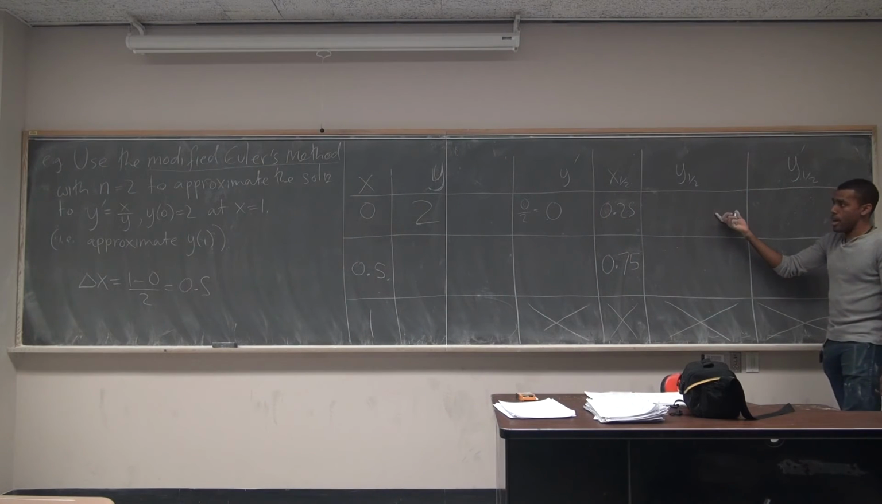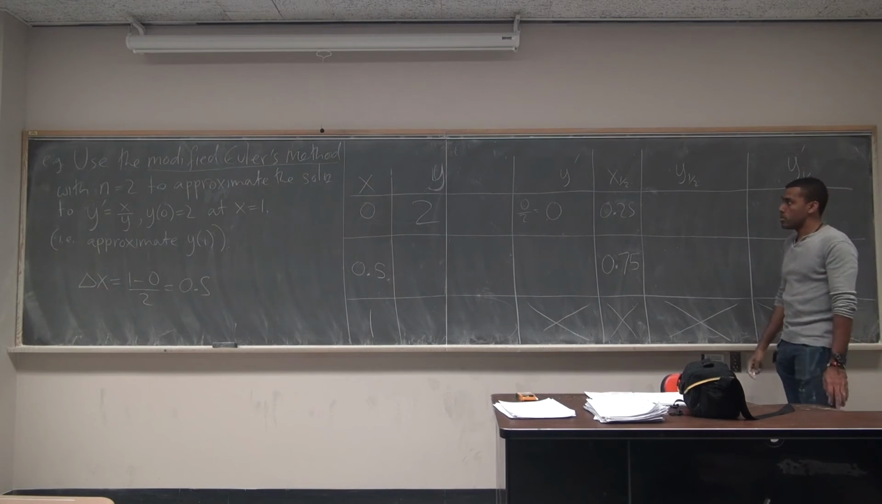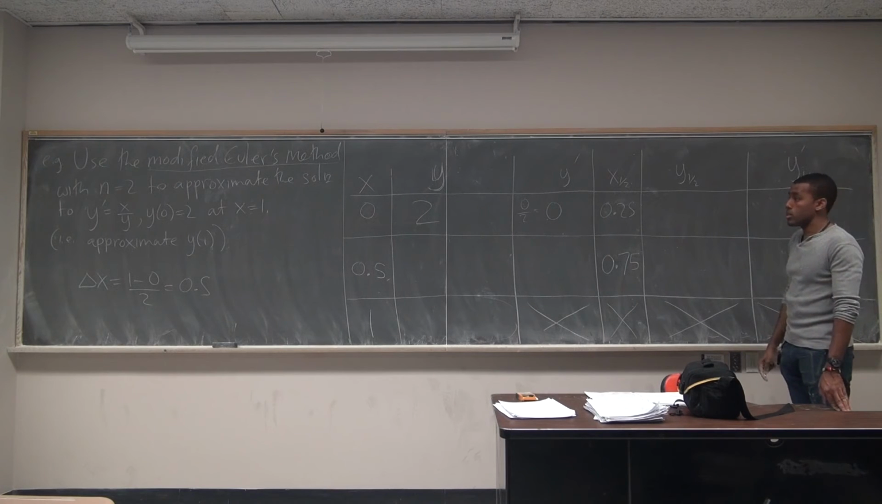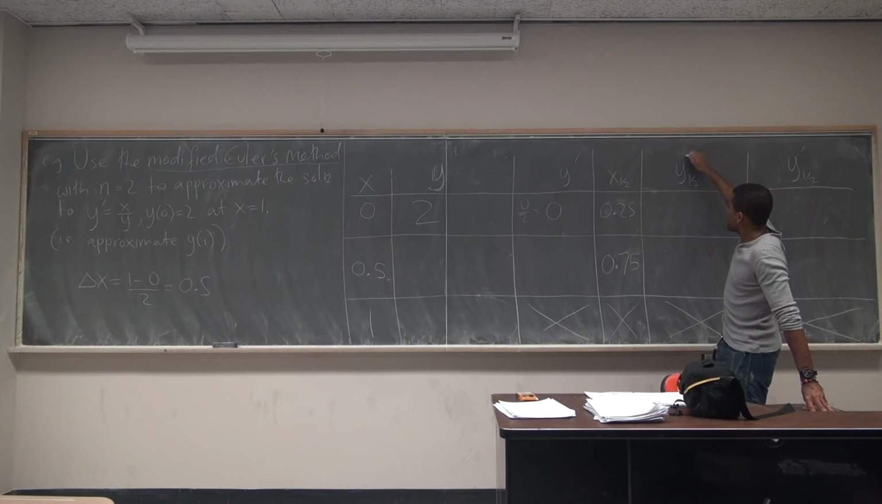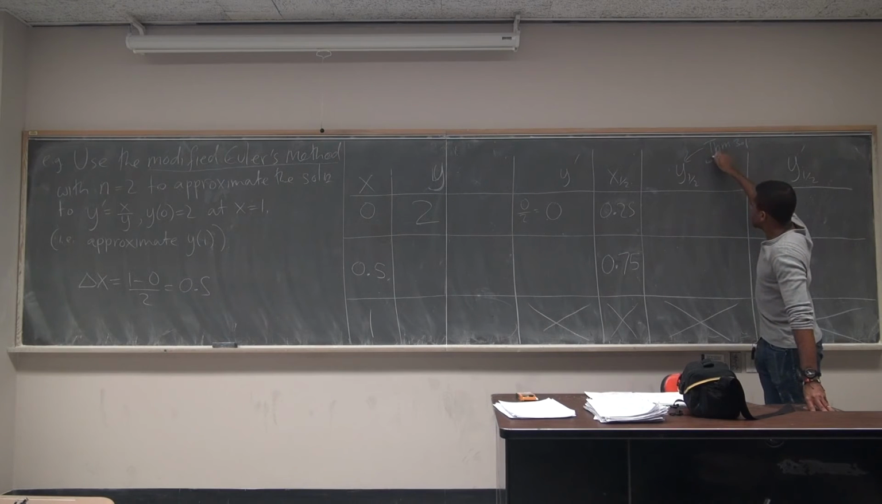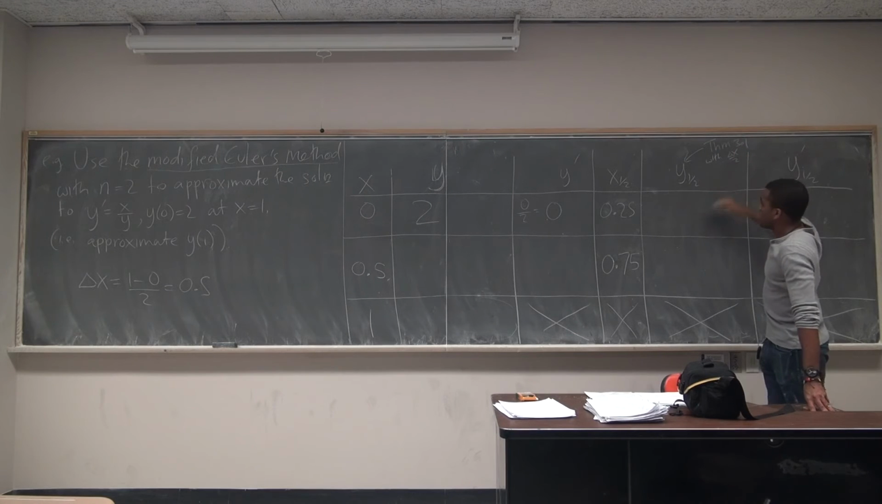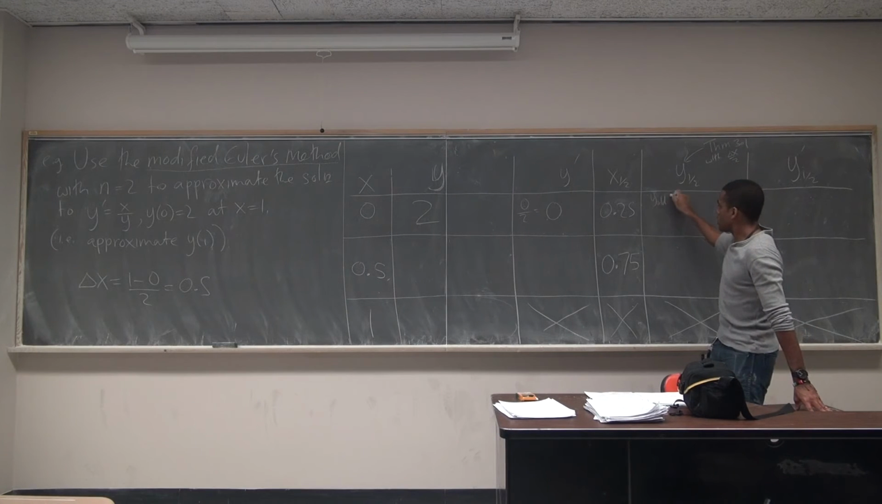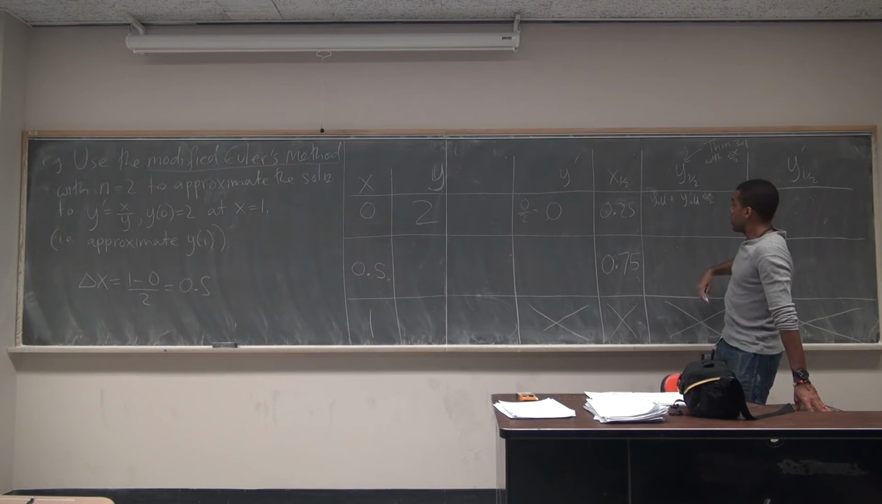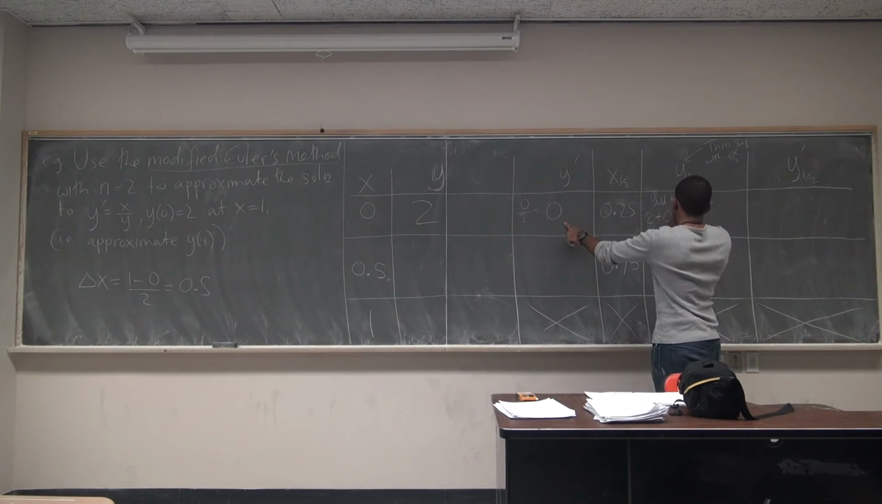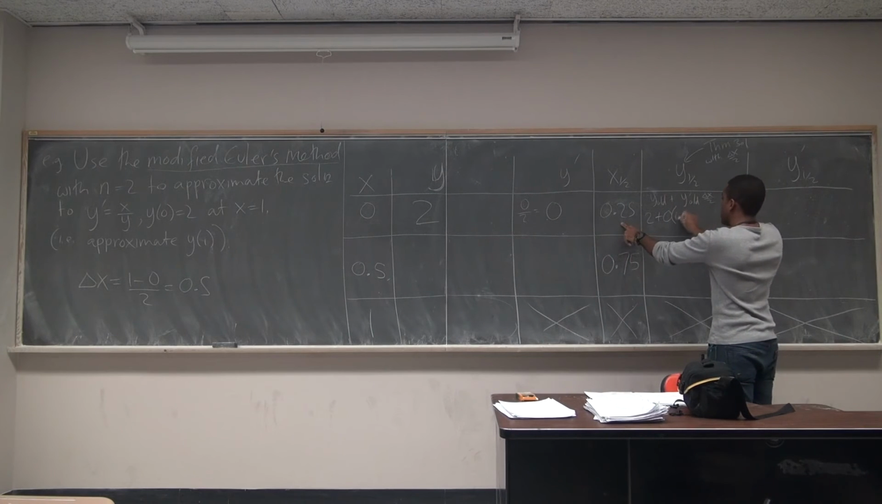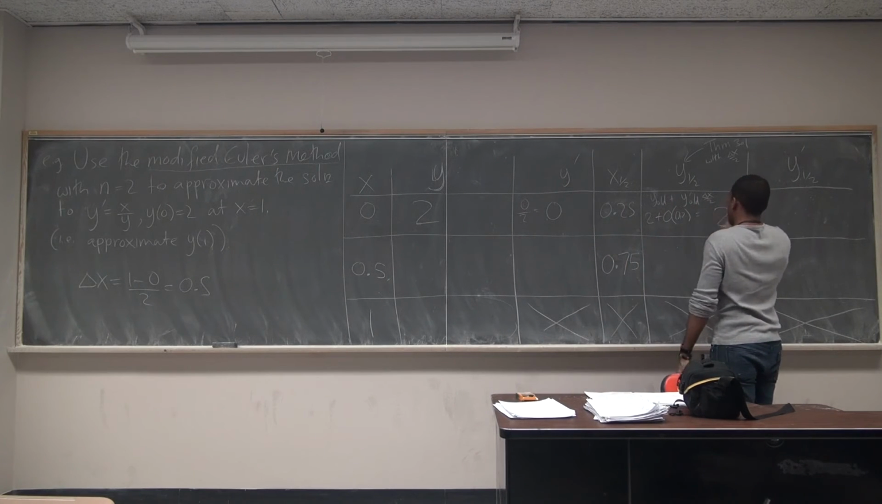Now how do I find my y half? Now I'm going to use theorem 3.1 in this column, with delta x over 2, which means I'm going to take the y old plus the y prime old times delta x over 2. My old y is 2, plus my old y prime is 0, times delta x over 2, which is 0.25. So this one is 2.